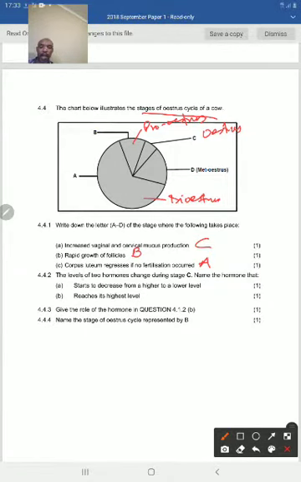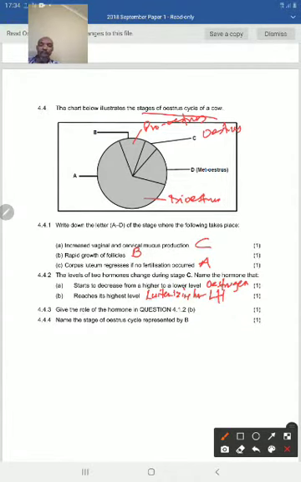The levels of two hormones change during stage C, during proestrus. Name the hormone that starts to decrease from a high to a lower level during estrus. This one will be estrogen. It shoots up and then it comes down. The one that reaches its highest level during estrus because of ovulation will be luteinizing hormone, that is LH.